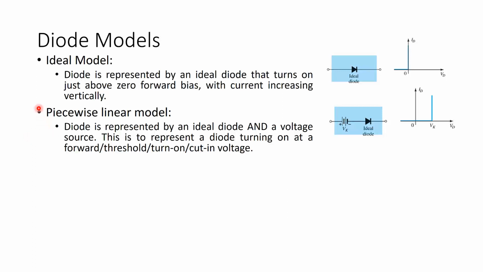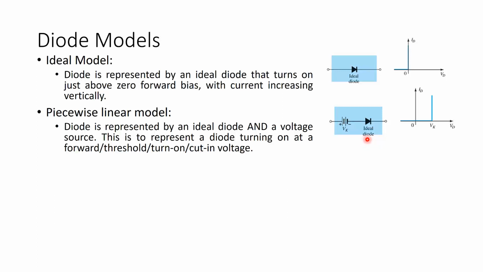Okay, you don't actually find this in the ideal model, but the ideal model is a simple model just to see whether it turns on and off. So if you want to include the behavior of the threshold voltage, you just add a voltage source. Silicon usually turns on at 0.7. Some data sheets might show 0.6 to 0.7, but typically it's 0.7.